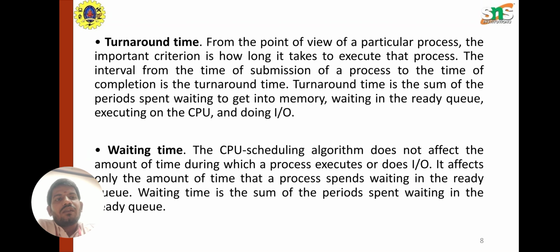Turnaround time. From the point of view of a particular process, the important criterion is how long it takes to execute that process. The interval from the time of submission of a process to the time of completion is the turnaround time. It is the sum of the periods spent waiting to get into memory, waiting in the ready queue, executing on the CPU, and doing input output. Waiting time: the CPU scheduling algorithm does not affect the amount of time during which a process executes or does input output. It affects only the amount of time the process spends waiting in the ready queue. Waiting time is the sum of the periods spent waiting in the ready queue.